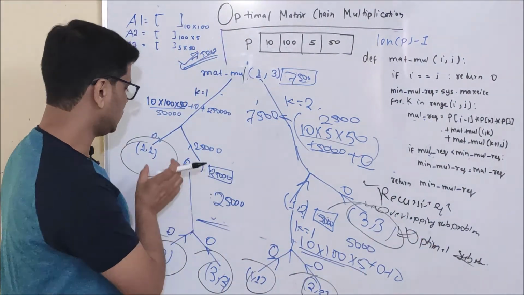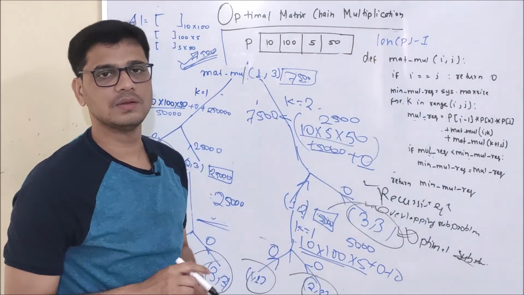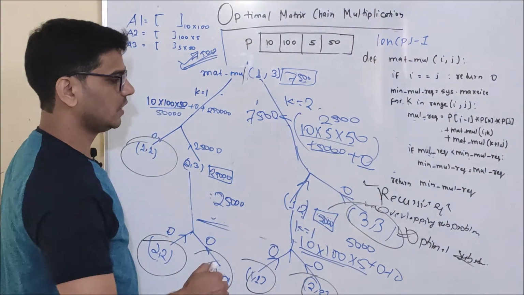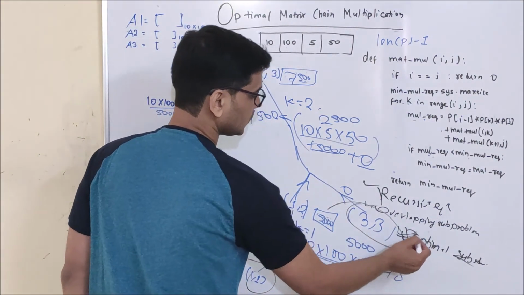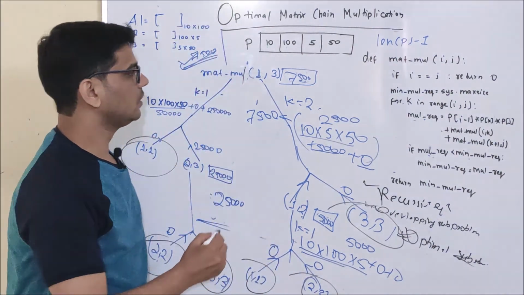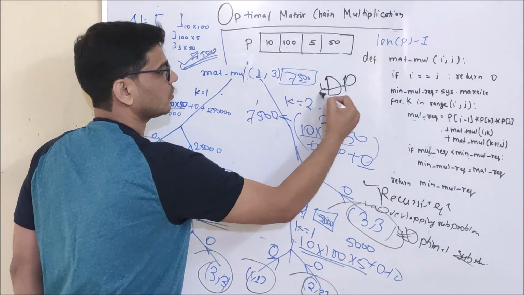And one more thing, this will be optimal in itself. Why? Because the same recursive equation is already optimal. So the third condition, that is the optimal substructure property, is satisfied. Now what is the conclusion? All the conditions for DP are satisfied, so I can apply dynamic programming here.